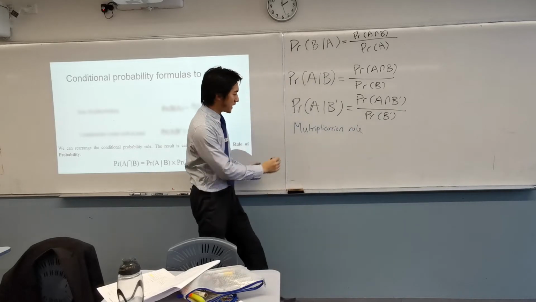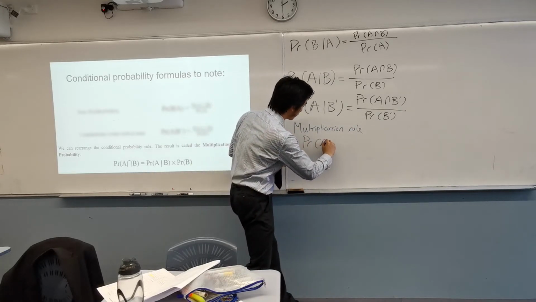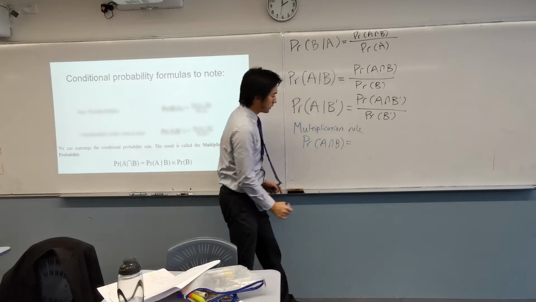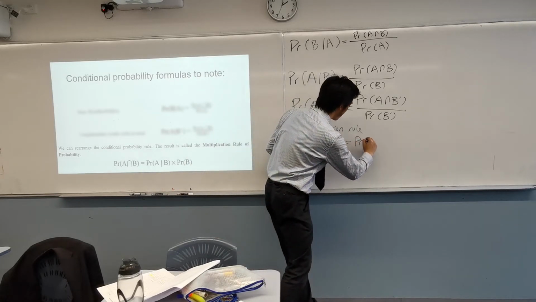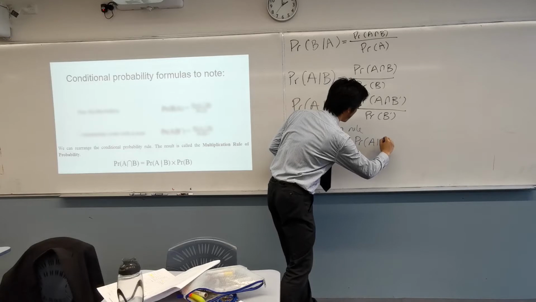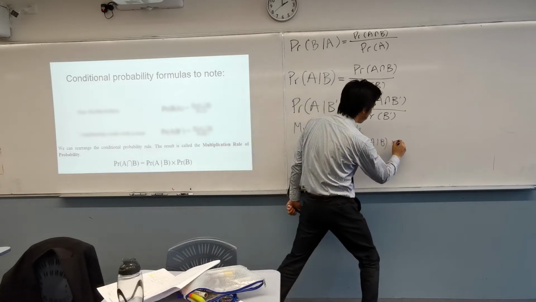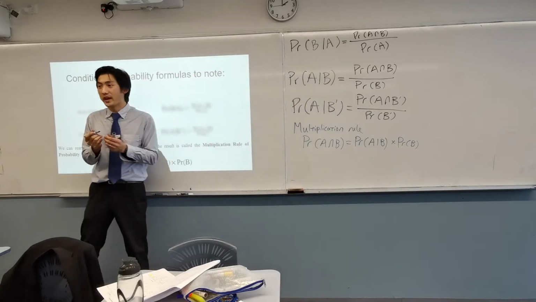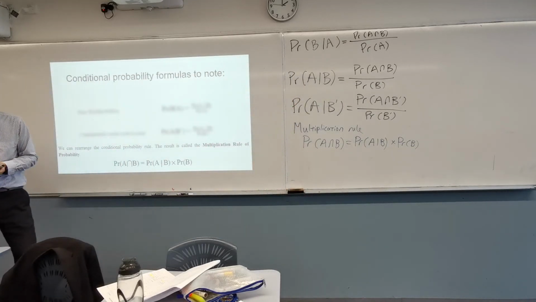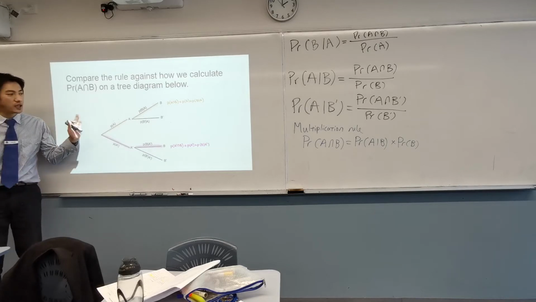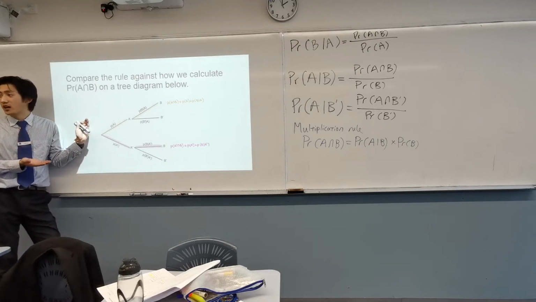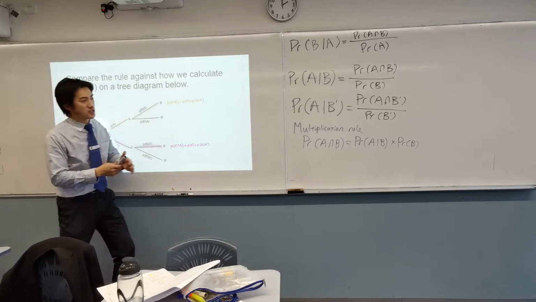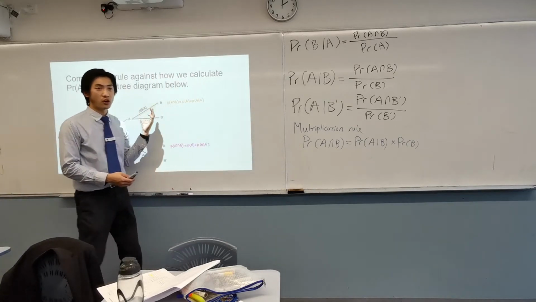The multiplication rule states that you can figure out the intersection of two events if you know the probability of event A given B multiplied by the probability of B. And it's just rearranging our conditional probability formula. We're going to be using that in a few of our examples in a moment. In this slide, there's a tree diagram, and you've actually done this multiplication before when you're working on a tree diagram.